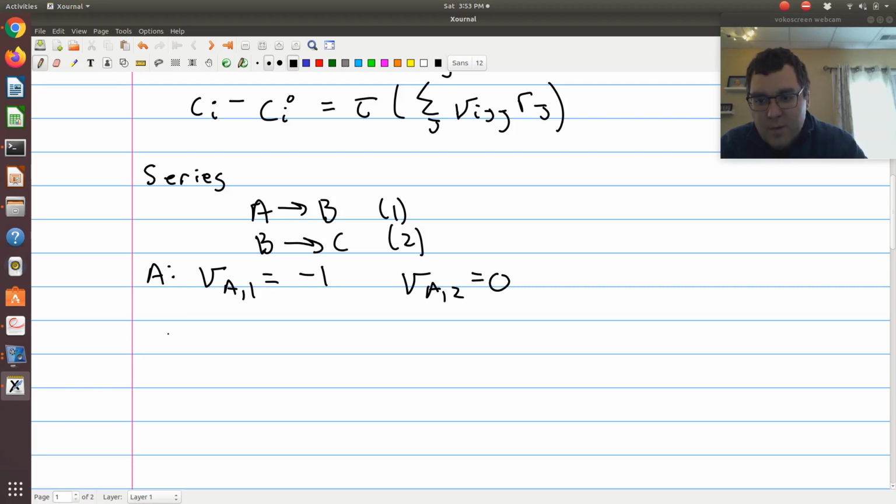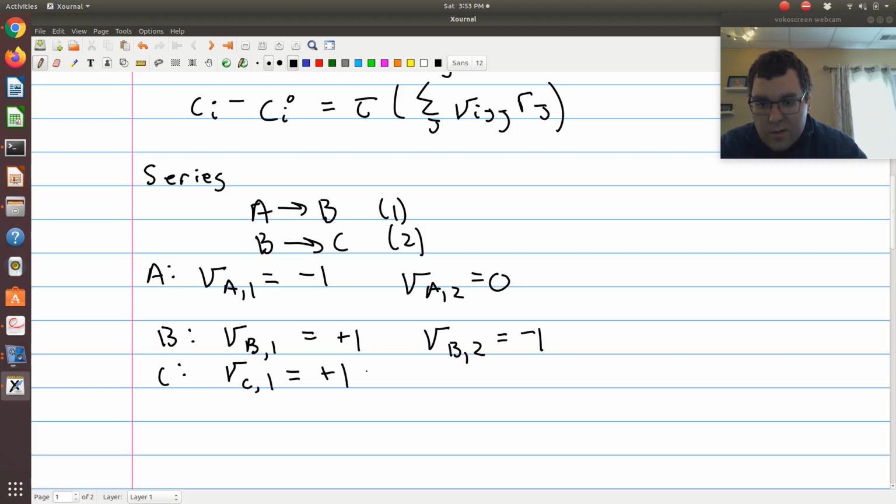For B, the stoichiometric coefficient of B in reaction 1 is +1. The stoichiometric coefficient of B in reaction 2 will be -1. It's being consumed. Now for C, the stoichiometric coefficient of C in reaction 1 is 0, and the stoichiometric coefficient of C in reaction 2 is +1. It's my product. It's being generated.